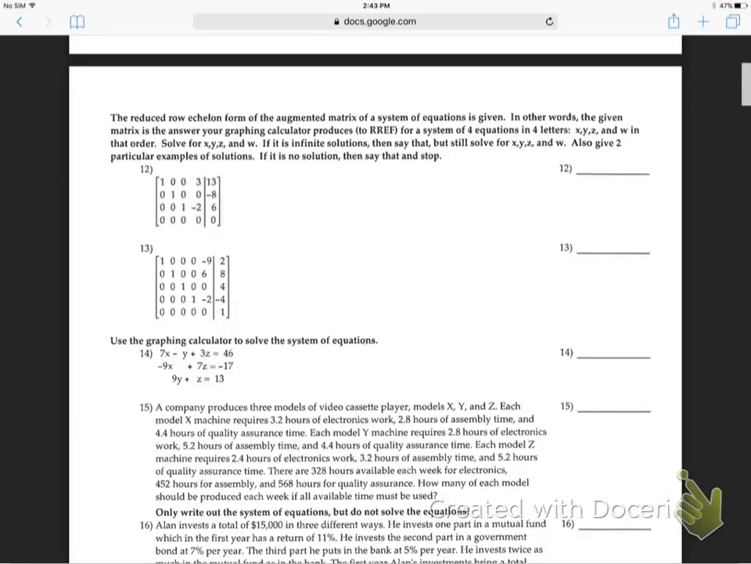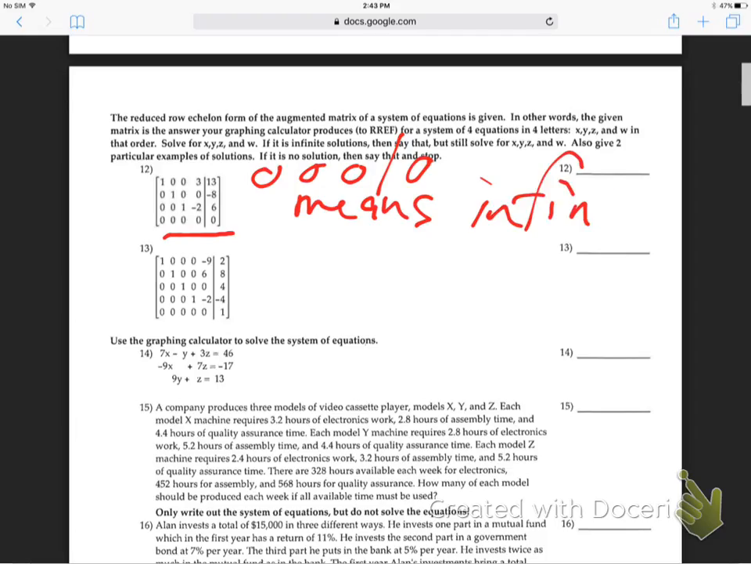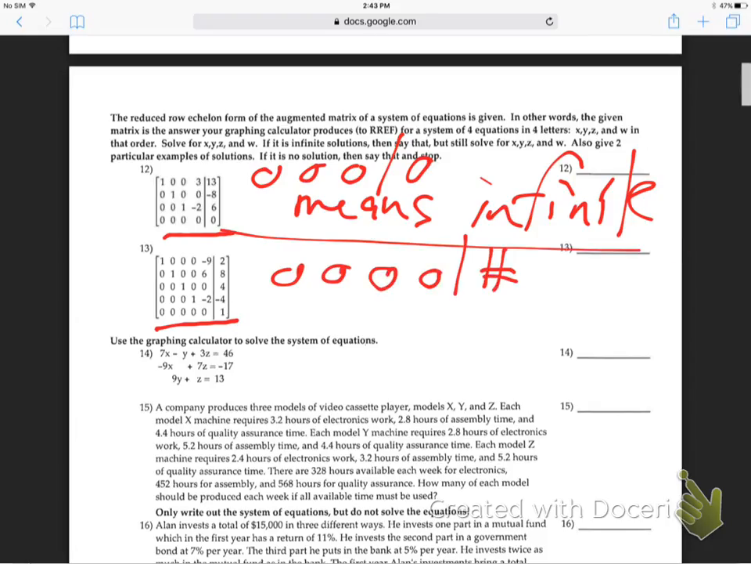Okay. Yeah, the whole deal on this one is, do you see these zeros right here? Zeros all the way, 0, 0, 0, 0, 0 means infinite. When you see that, it means infinite. See this one right here? When you have 0, 0, a bunch of zeros and then a number. Let me separate this.